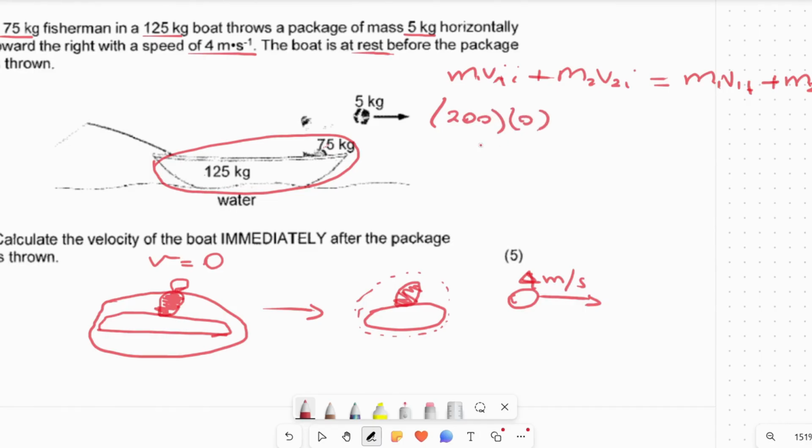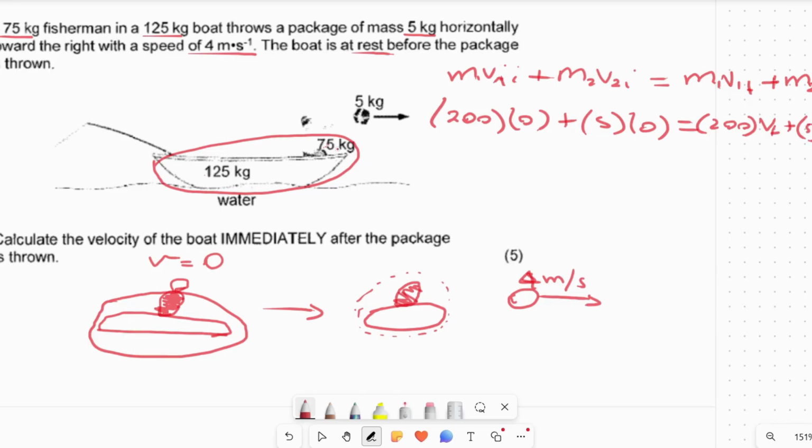Then the velocity is 0 because it's at rest before the package was thrown. Object number 2 is the package, and they said its mass is 5 kilograms. Before it was thrown, all of them were at rest, so it's going to be 0. After it's thrown, the mass of object number 1 is 200 kilograms. The velocity of this, I don't know. The mass of the package is 5.